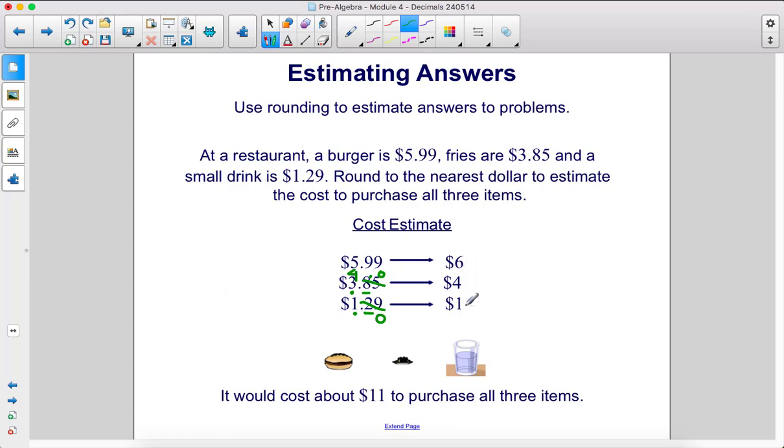Therefore, 6 plus 4 plus 1 is 11. It's going to cost about $11 to purchase all three items.